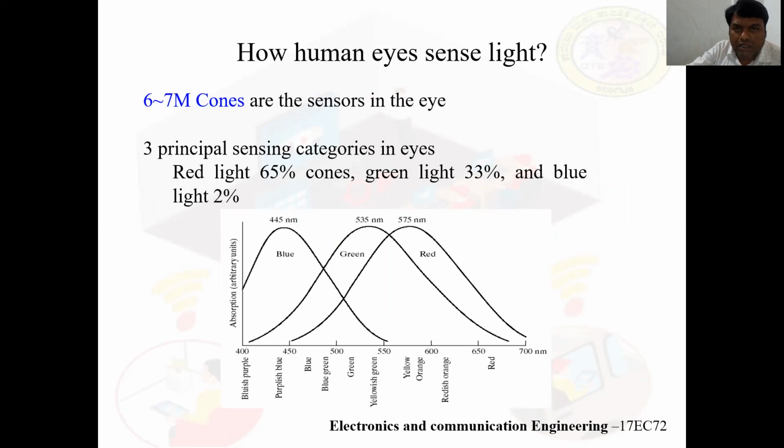How can human eyes sense light? 6 to 7 million cones are the sensors in the eye. There are three principal sensing categories in the eyes: red light, 65% of cones; green light, 33% of the cones; and blue only 2%. You can see from the graph here.